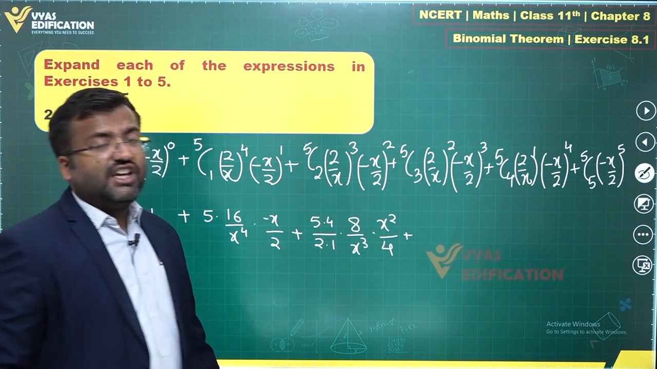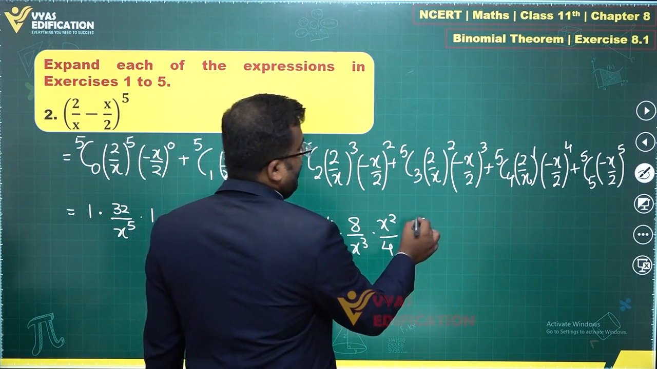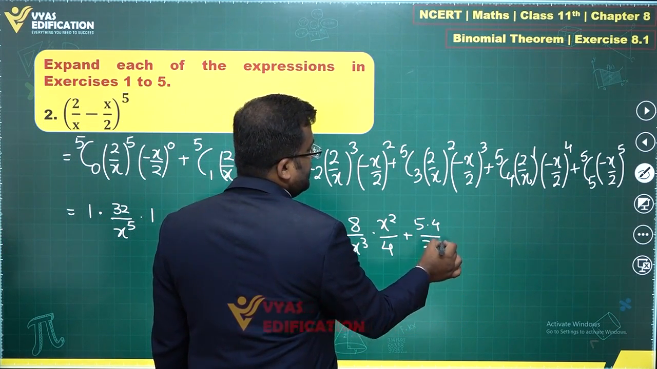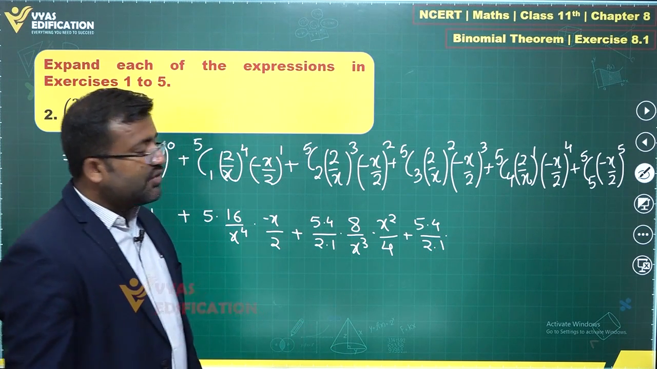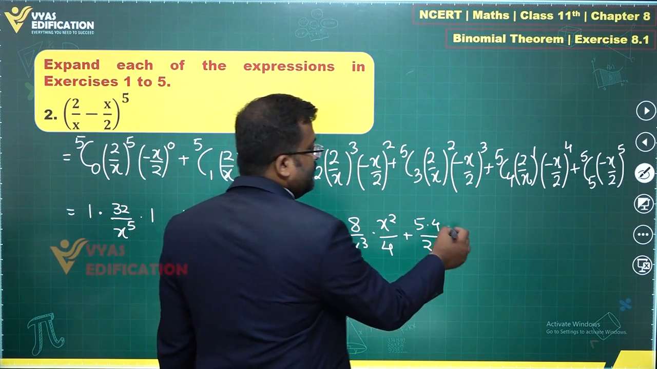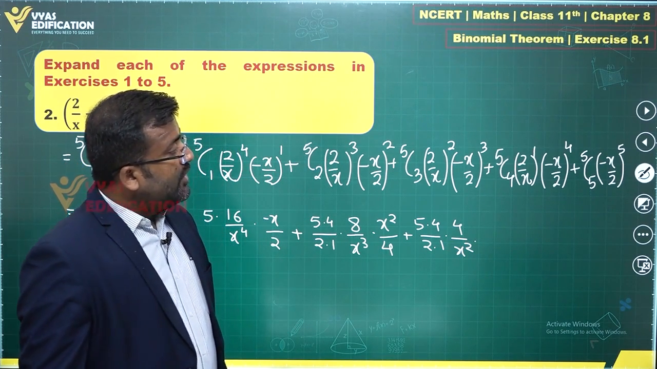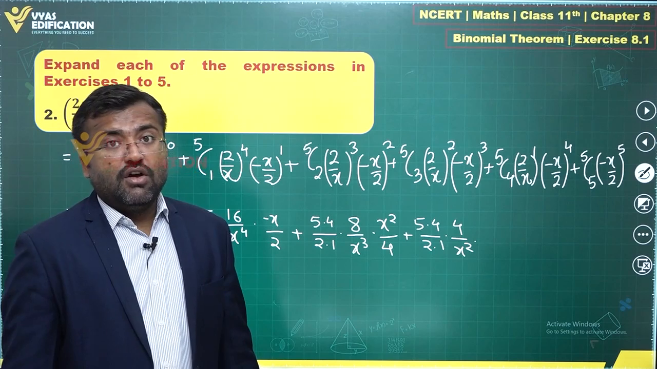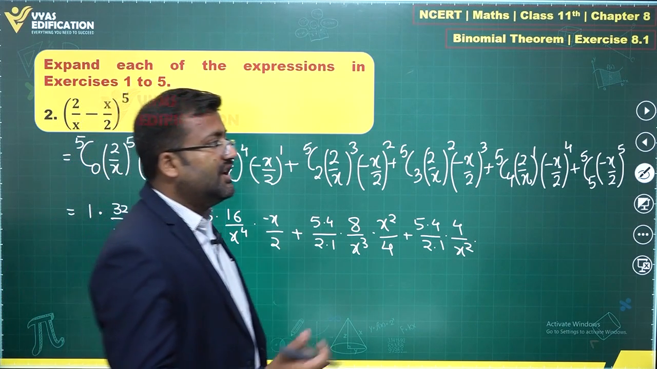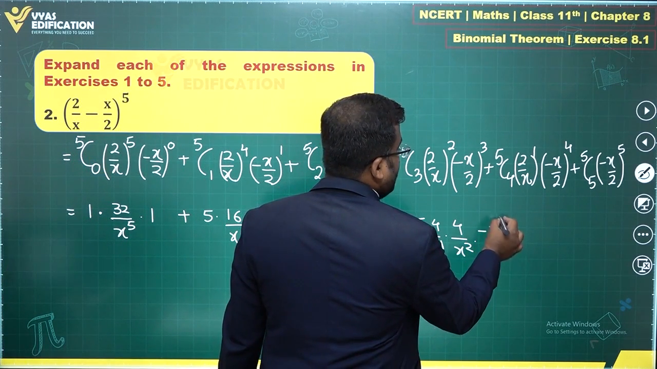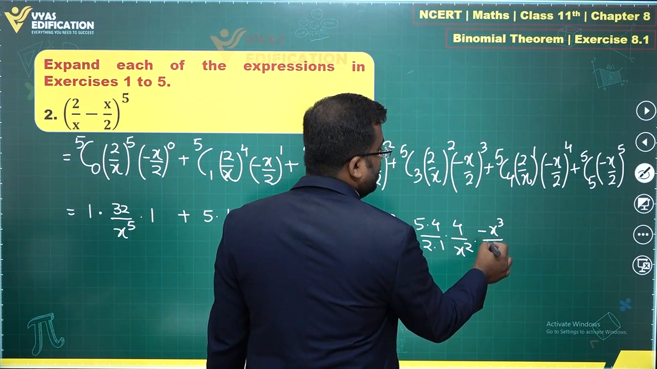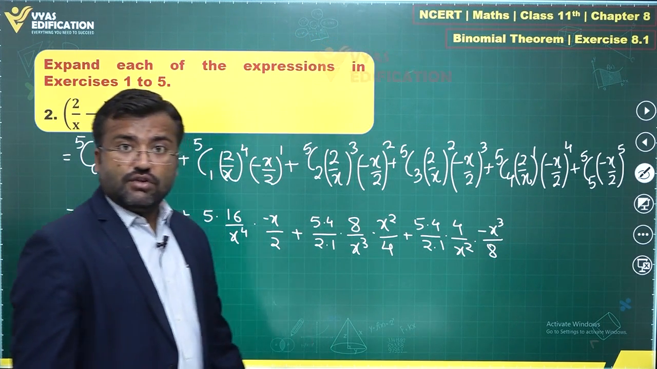5c3 is same as 5c2, which is 5 times 4 over 2 times 1, and 2 by x whole square. What is that? In the numerator you have 2 square, which is 4. In the denominator you have x square. What about minus x by 2 whole power 3? You have minus x power 3 in the numerator, which is minus of x power 3. In the denominator you have 2 power 3, which is 8. That's what you have, right?